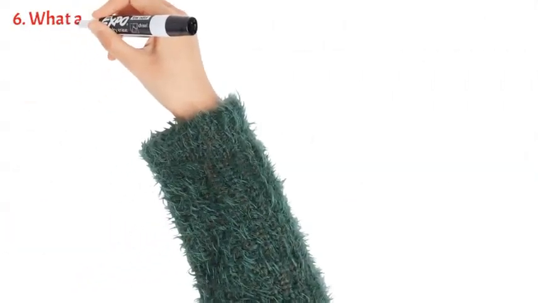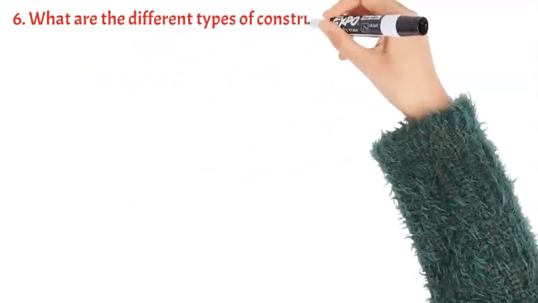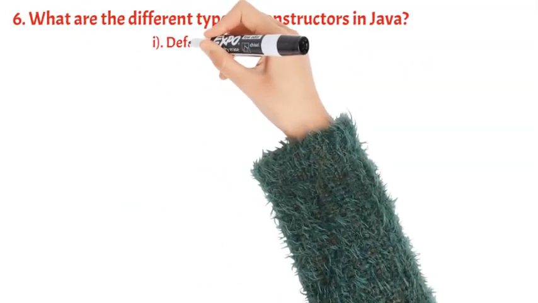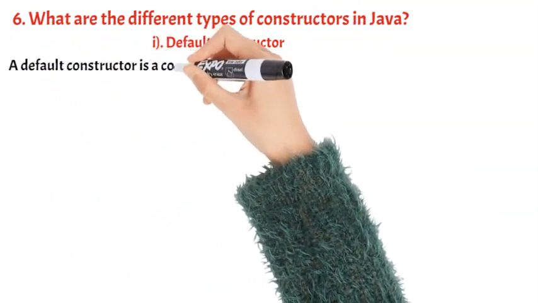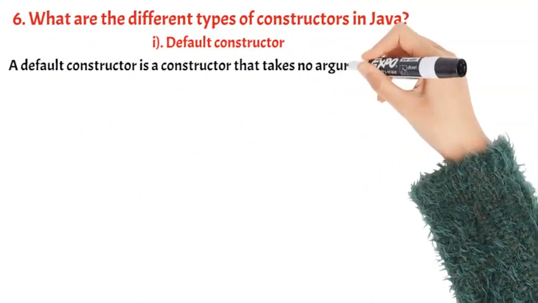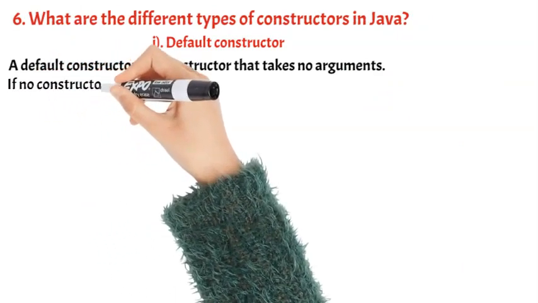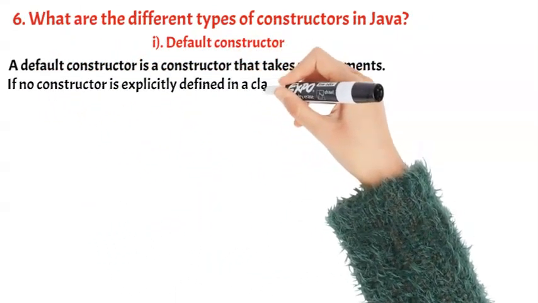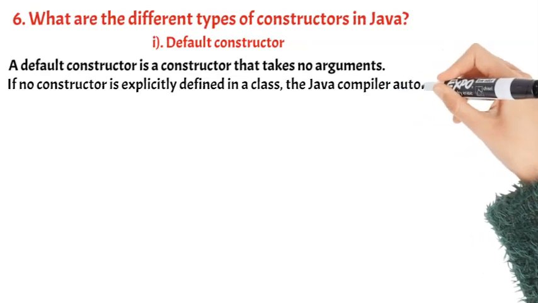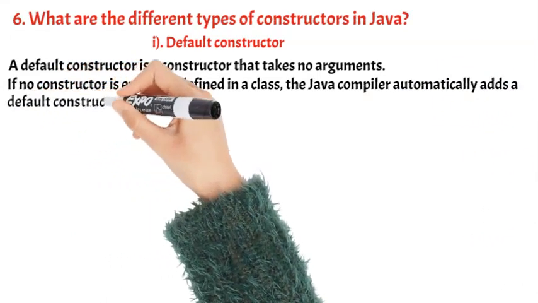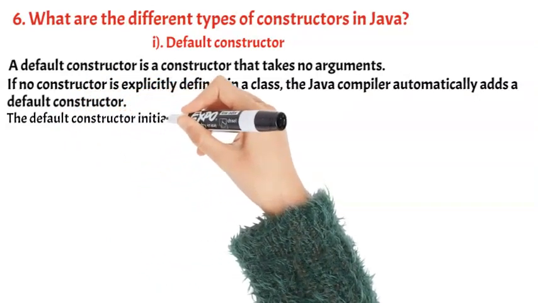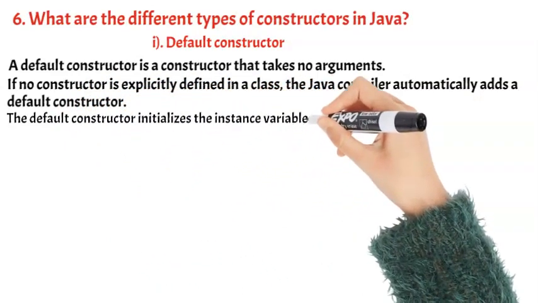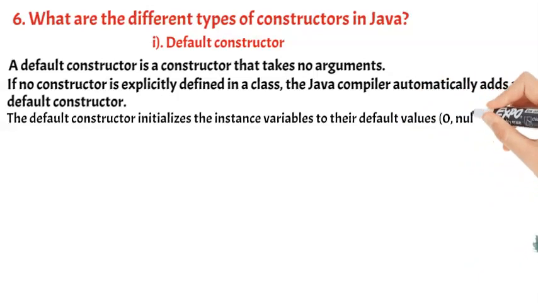6. What are the different types of constructors in Java? 1. Default constructor. A default constructor is a constructor that takes no arguments. If no constructor is explicitly defined in a class, the Java compiler automatically adds a default constructor. The default constructor initializes the instance variables to their default values: 0, null, false, etc.